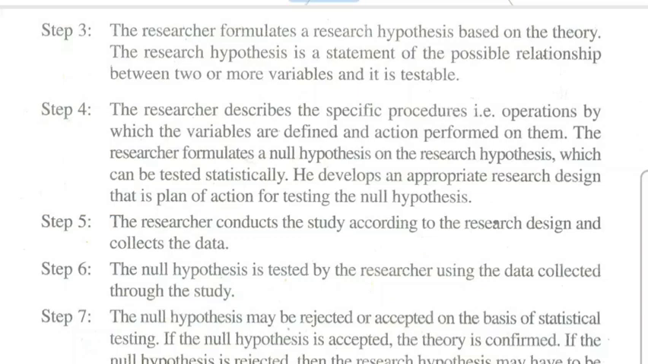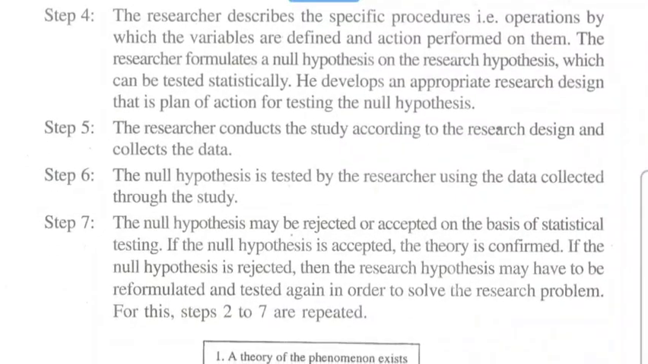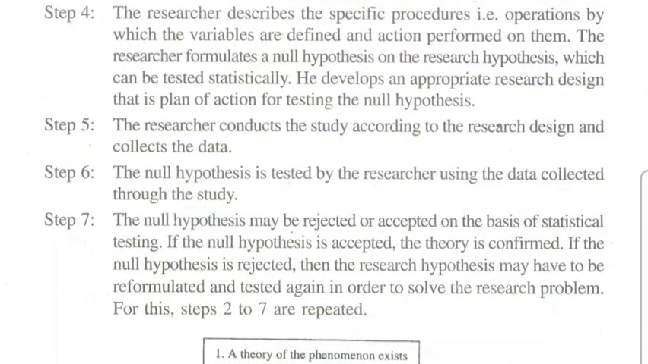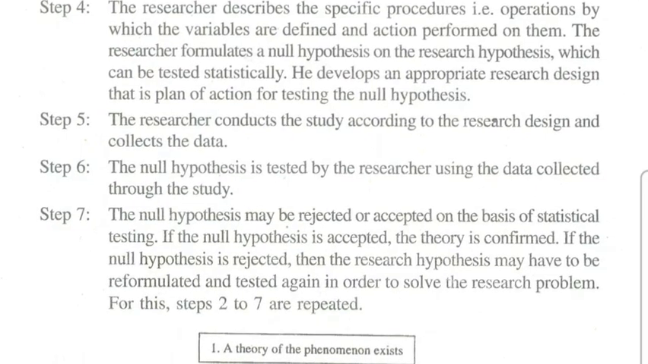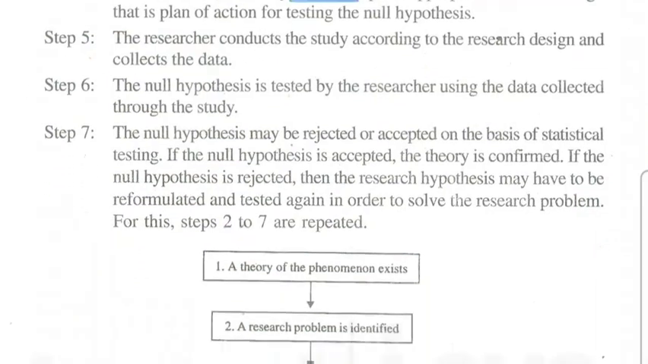4. The researcher describes the specific procedures, i.e., operations, by which the variables are defined and action is performed on them. The researcher formulates a null hypothesis on the research hypothesis, which can be tested statistically. They develop an appropriate research design, a plan of action for testing the null hypothesis. 5. The researcher conducts the study according to the research design and collects the data.